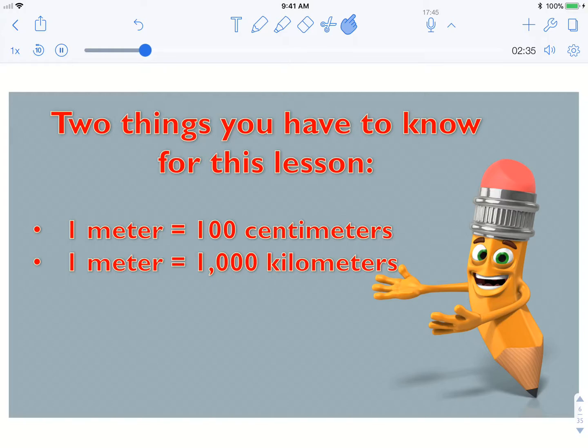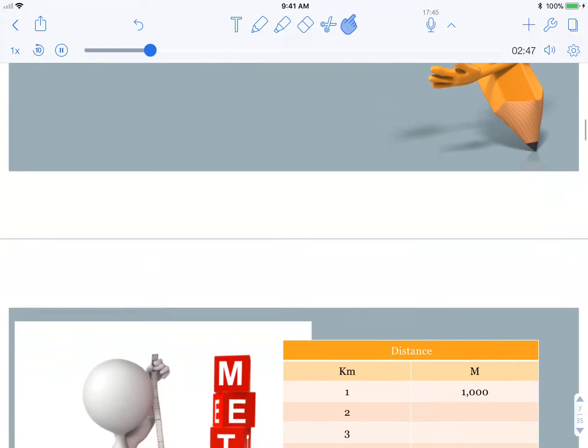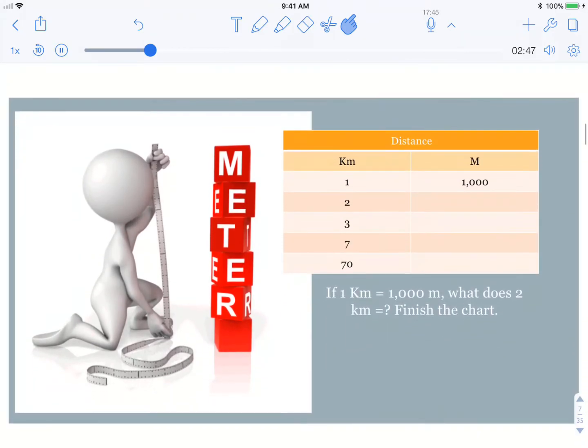There's 2 things you have to know for this lesson. You have to know that 1 meter equals 100 centimeters. 1 kilometer also equals 1,000 meters. If 1 kilometer equals 1,000 meters, what does 2 kilometers equal? 2 kilometers equals 2,000 meters.